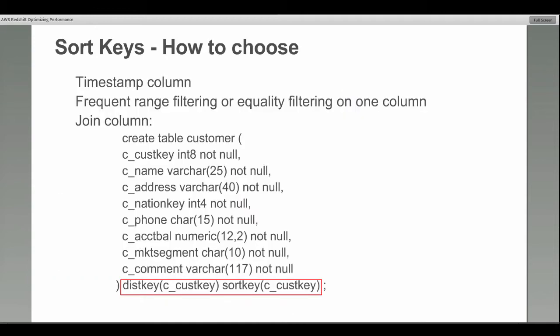How do you choose sort keys? There are a couple of schools of thought here. If you have a timestamp column, like we did in the previous example, that is a good candidate for a sort key. If you're doing frequent range filtering or equality filtering on a specific column, that's a good candidate. Join columns. You might have opportunities to make the distribution key and the sort key the same, and that will give you a benefit in your join queries.